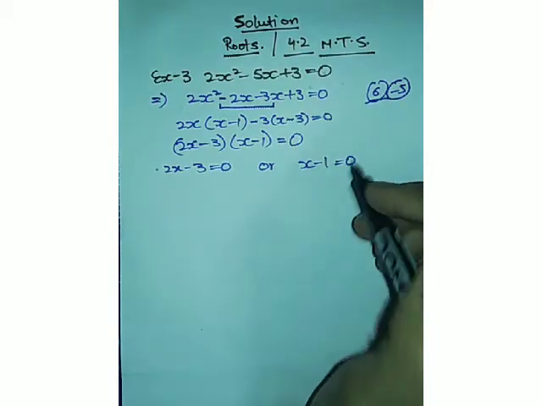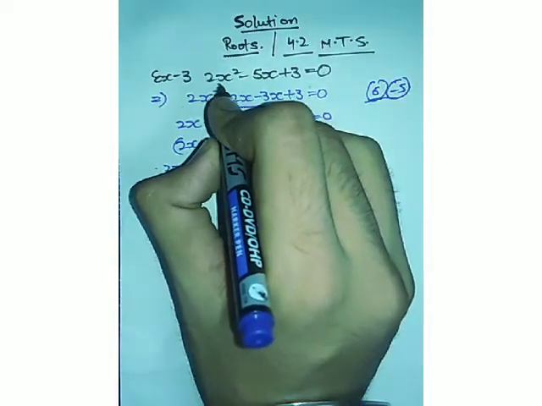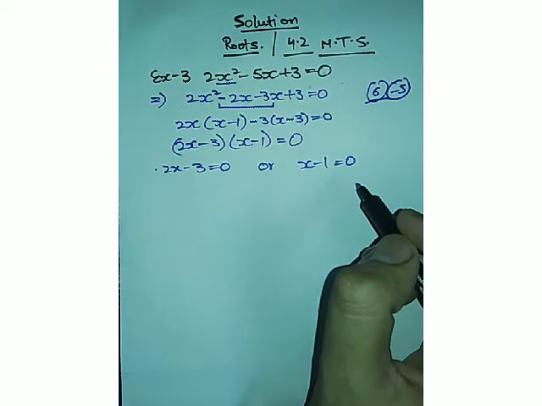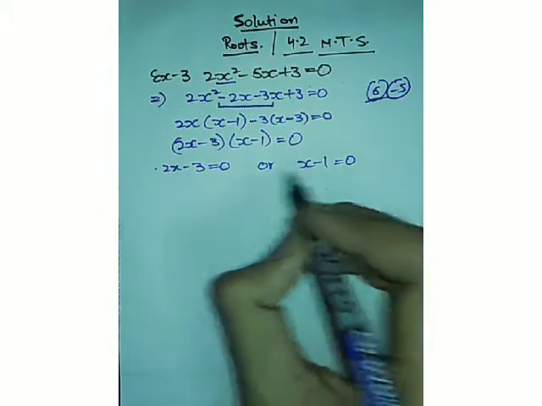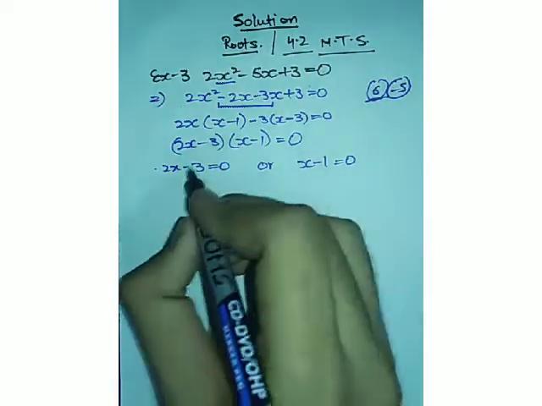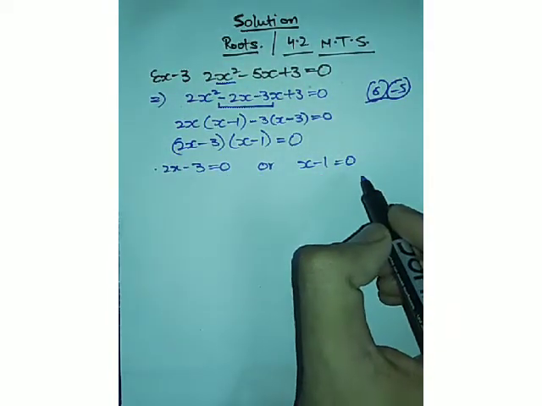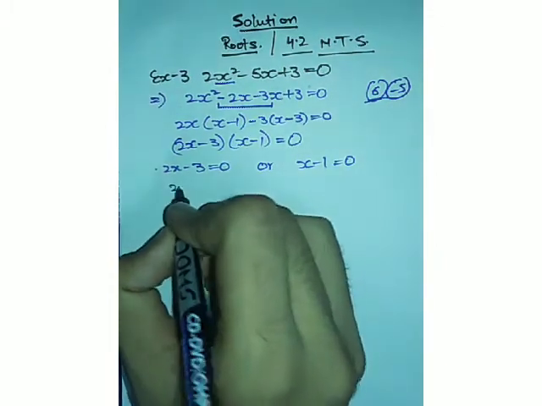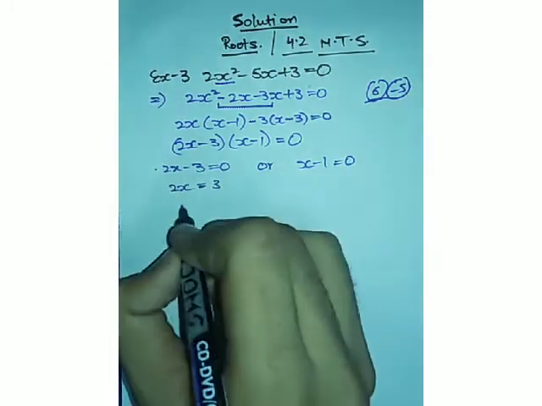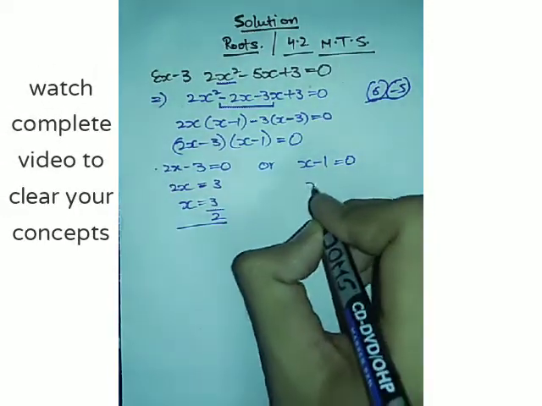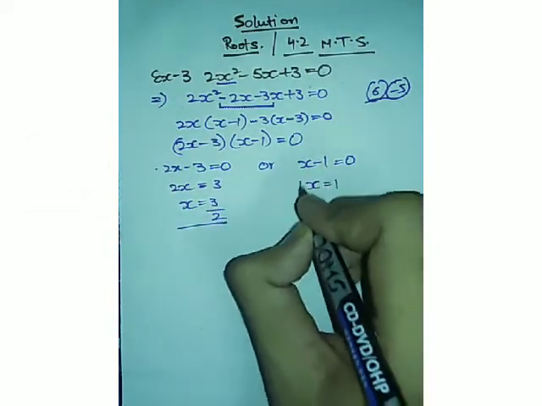Now you can clearly see that this is a quadratic equation. Its degree is 2. It means the roots have to be 2 only. There can't be one root. So we need two factors like this, and we have factorized this equation successfully. Now let's find its roots. 2x = 3, x = 3/2. This is our very first root, or from here x = 1.